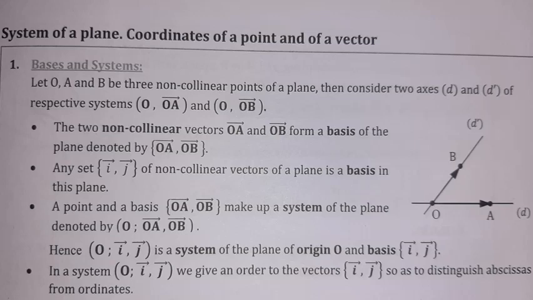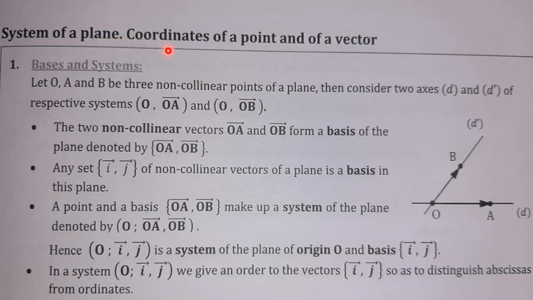But first we have to define systems, bases and systems. Let O, A, and B be three non-collinear points of a plane. So we have these two straight lines, D and D prime. So we can form axes here because we have origin O and vector OB.